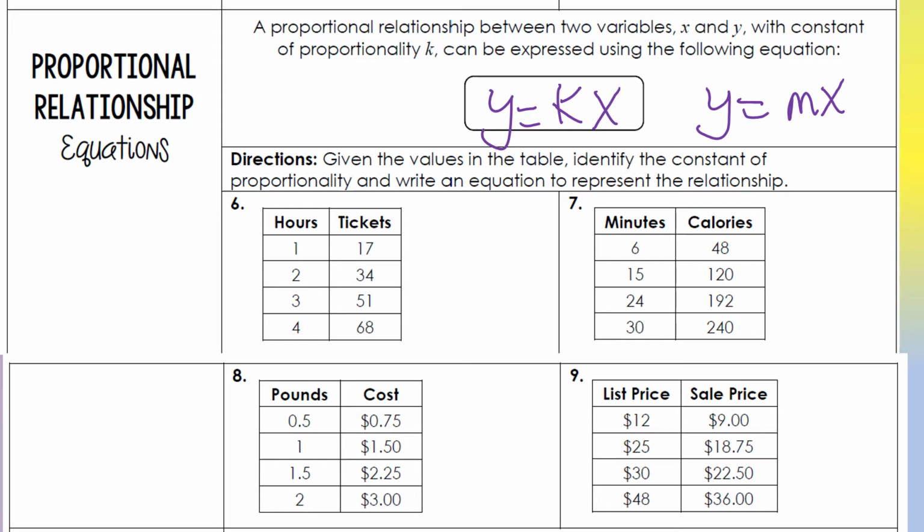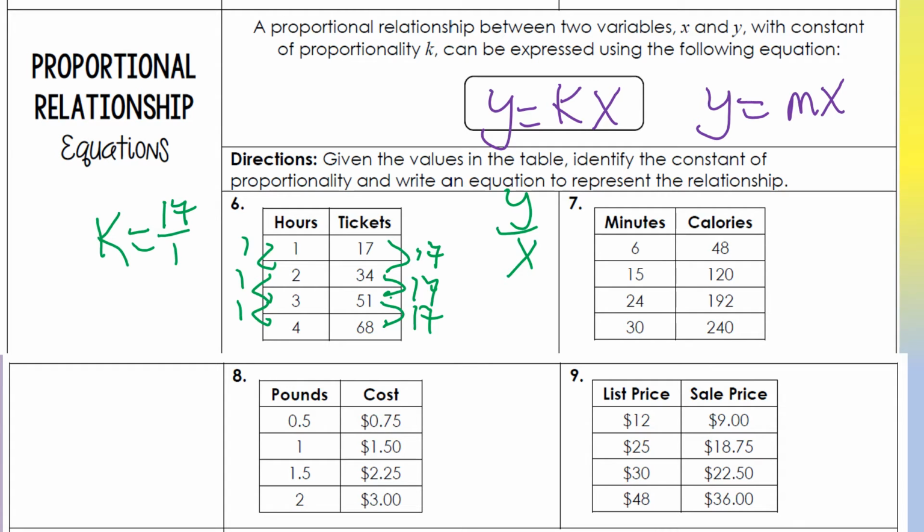Find your constant of proportionality and write the equation for each of these tables. My difference of y is 17. My difference of x is 1. So in number 6, my constant of proportionality is 17 over 1. Remember, we're writing y over x.